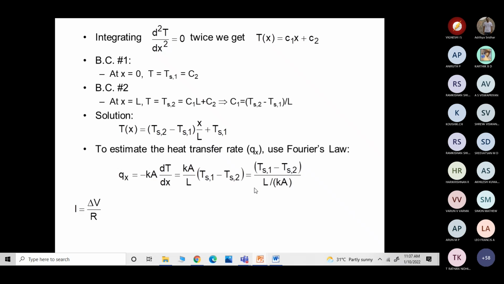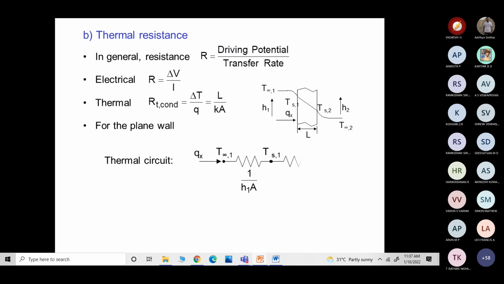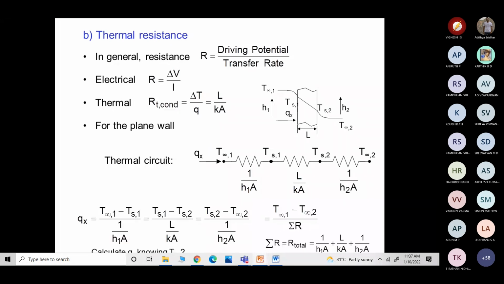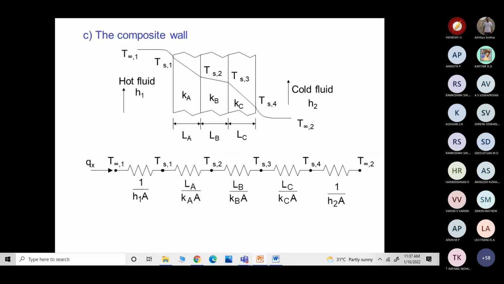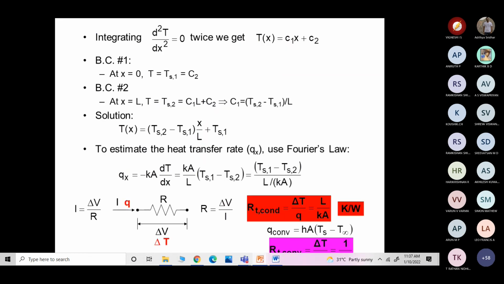In the next class, we will be discussing what it will be for a composite wall, and we will also discuss the combination of thermal conductivity as well as the convective heat transfer coefficient. In the next class we will also be solving some numericals.